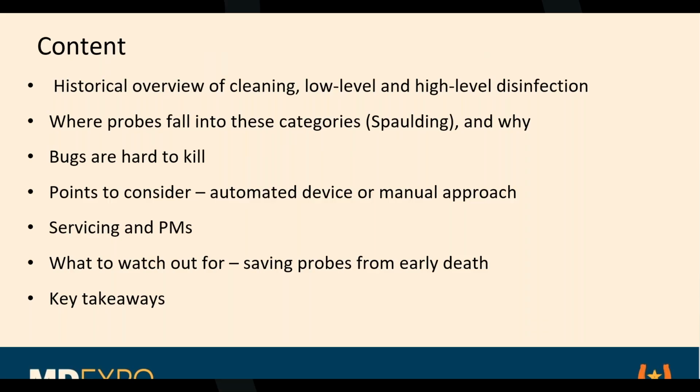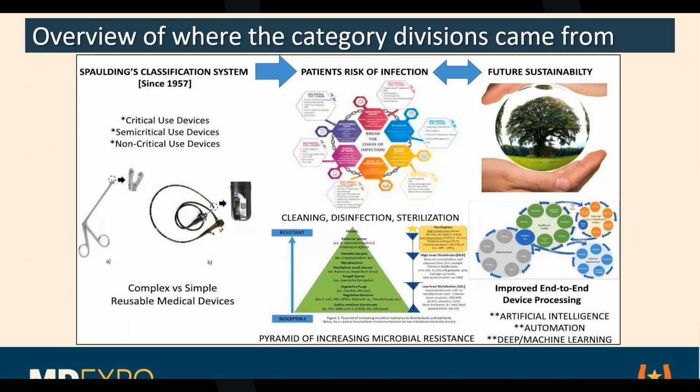And then points to consider: automated, in your facility, do they use an automated device, or do they do a manual approach? Is there a hybrid? How does that actually work? And what are the advantages and disadvantages of the devices that are currently on the market to be able to carry out this important function? Servicing and PMs, what to watch out for, saving probes from early death, and then lastly, some of the key takeaways.